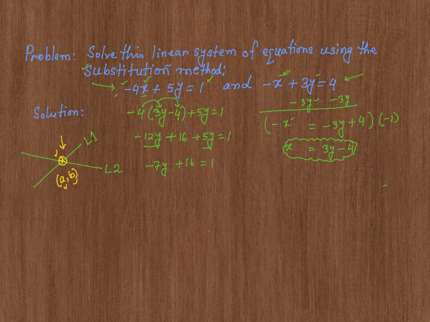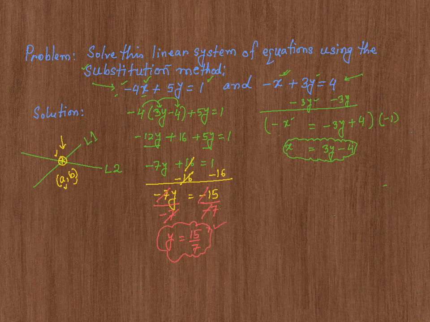Now I subtract 16 from both sides. Then I get -7y, the +16 and -16 cancel out, is equal to 1 minus 16, which is -15. Now I divide both sides by -7. -7 and -7 cancel out, that gives me y on the left hand side, and on the right hand side the negative and negative cancel out, that gives me 15 over 7. So that's my y value, 15 over 7.